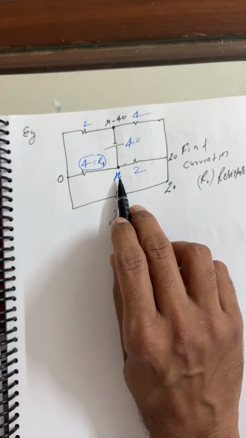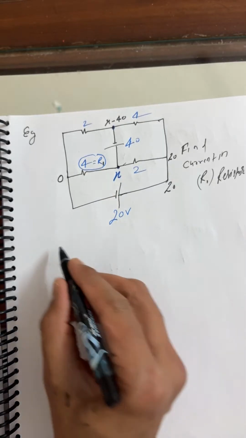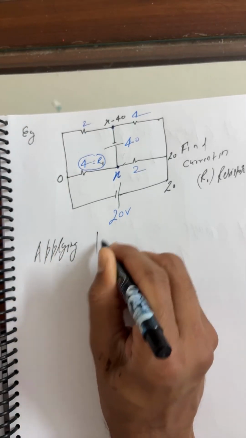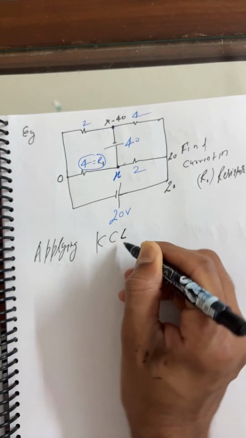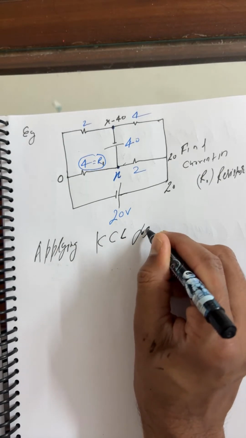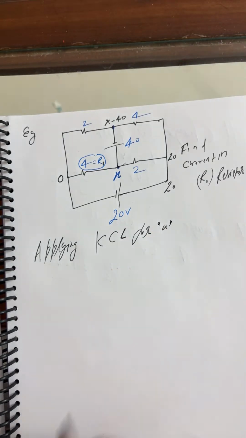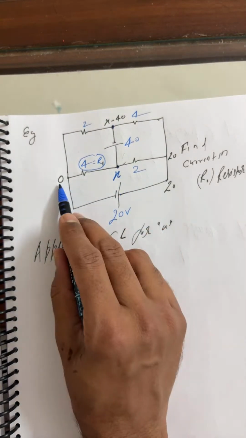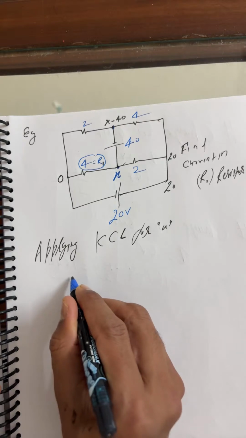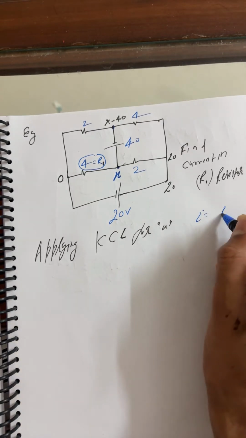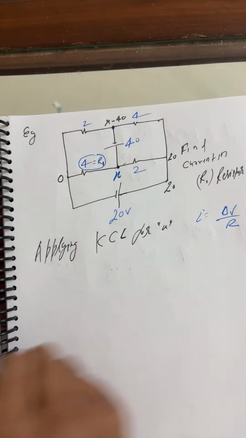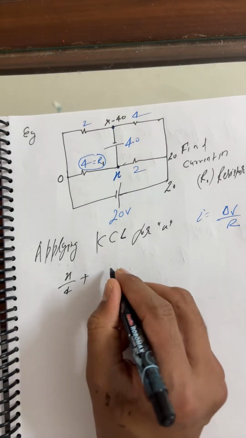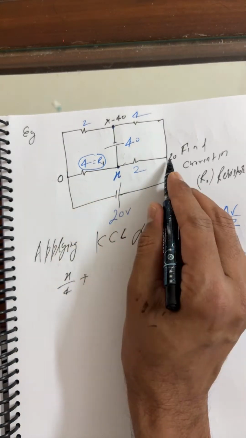So student, applying KCL for X. So this is X minus 0 upon 4. Current, what is it? I can write here, I is delta V by R. So I can say X by 4 plus X minus 20 by 2.